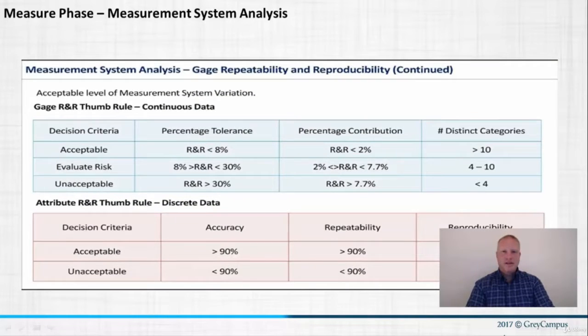Here are some acceptable ranges for both continuous data and attribute data for MSAs.